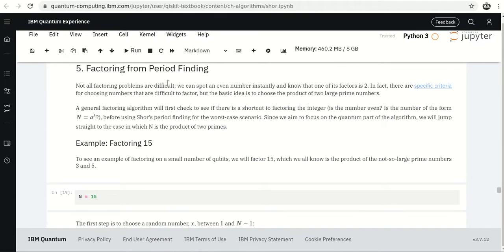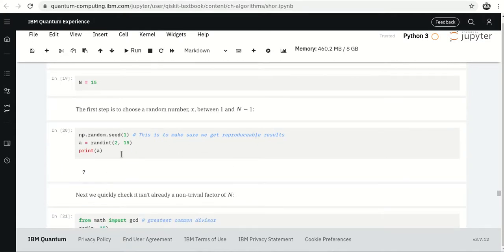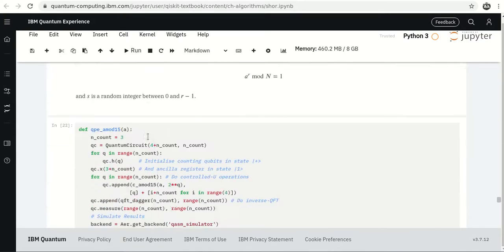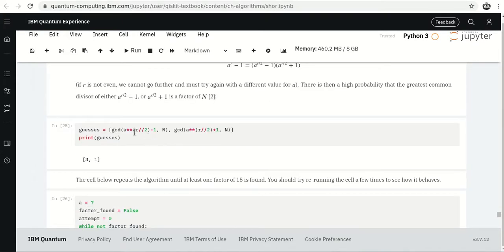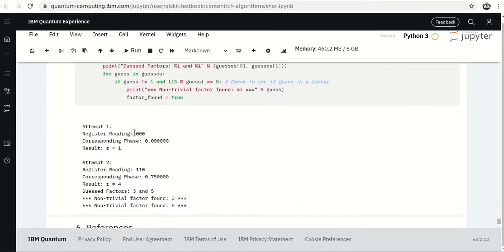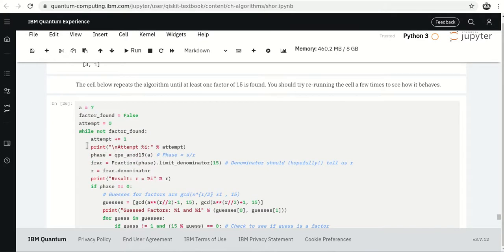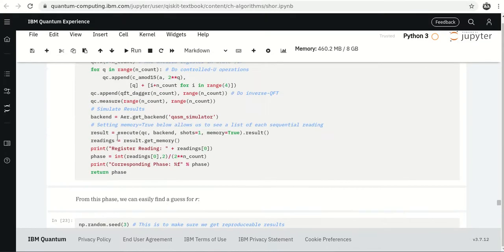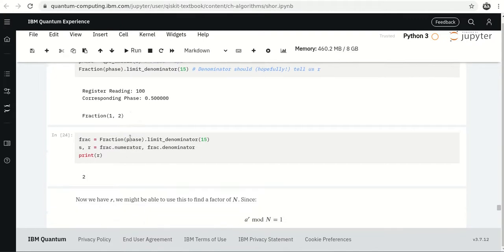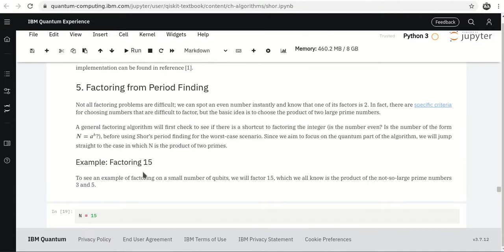Now factoring from period finding, n equals 15. Next, reproduce the results. This is GCD. So this is a new algorithm for period finding. You can just study it after understanding the above algorithm, but now let's go through this.